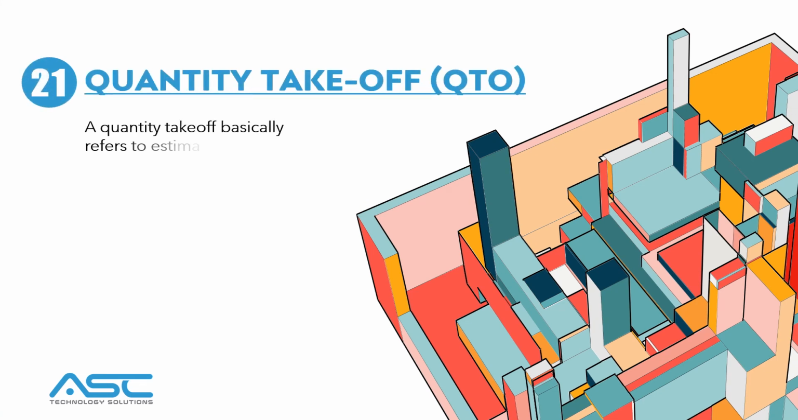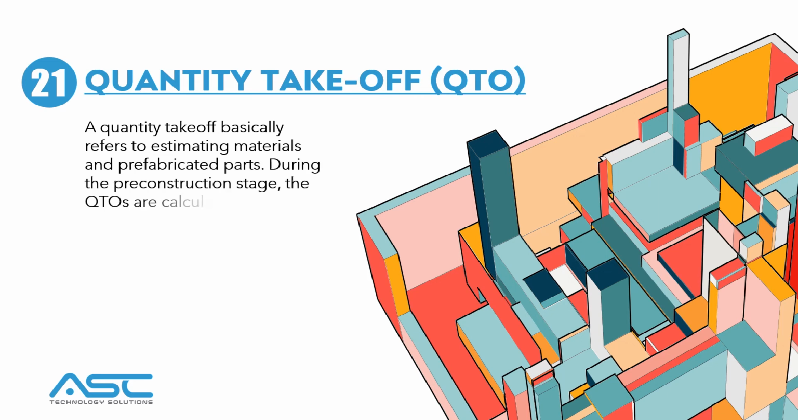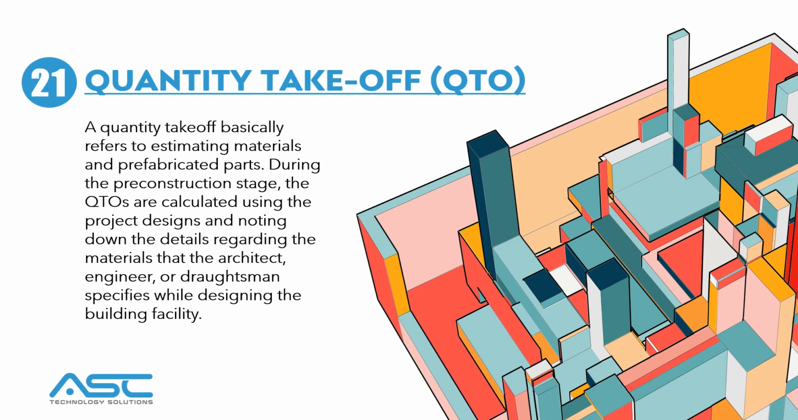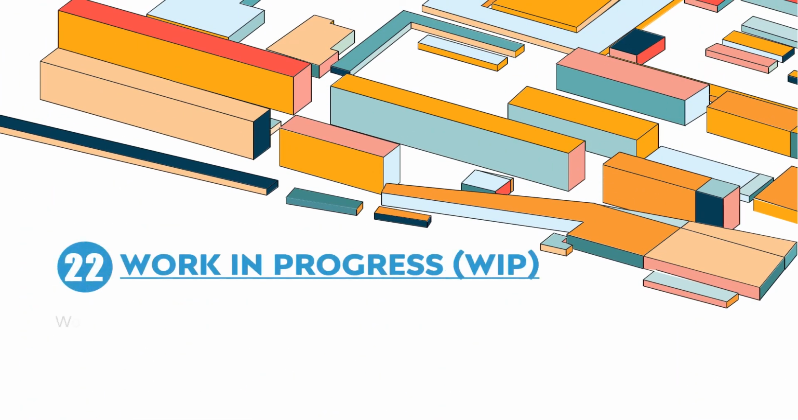21. Quantity takeoff, QTO. A quantity takeoff basically refers to estimating materials and prefabricated parts. During the pre-construction stage, the QTOs are calculated using the project designs and noting down the details regarding the materials that the architect, engineer, or draftsman specifies while designing the building facility.